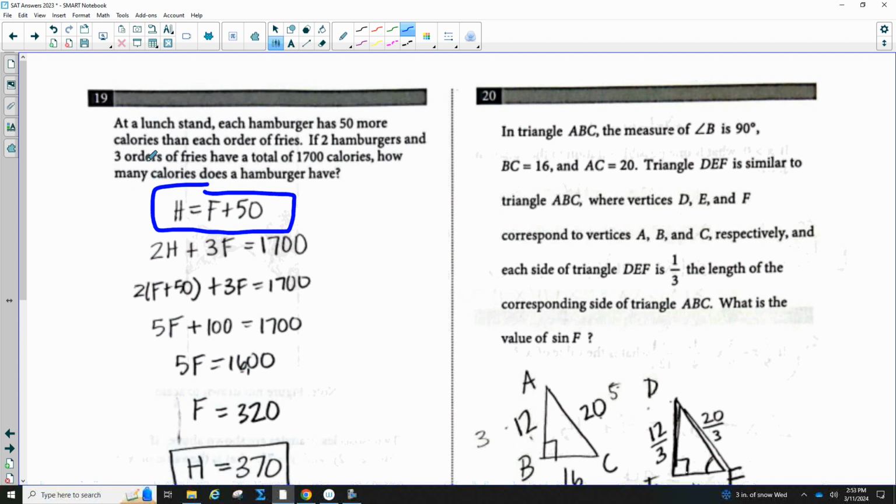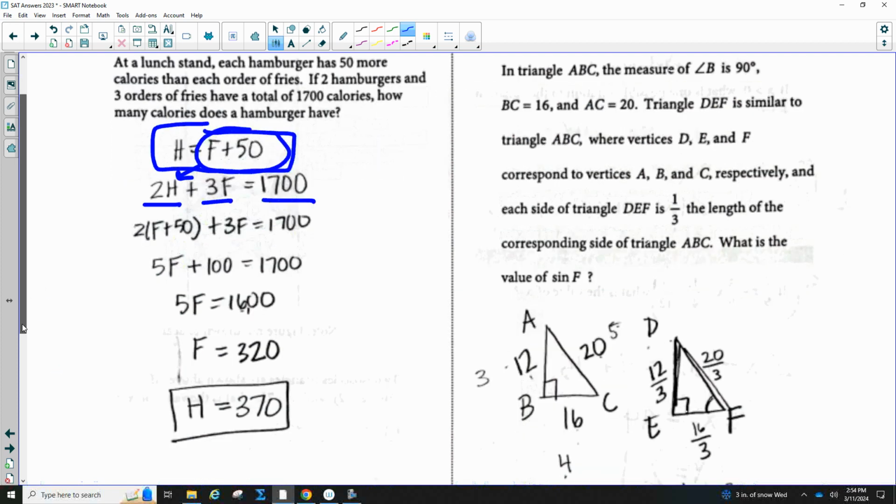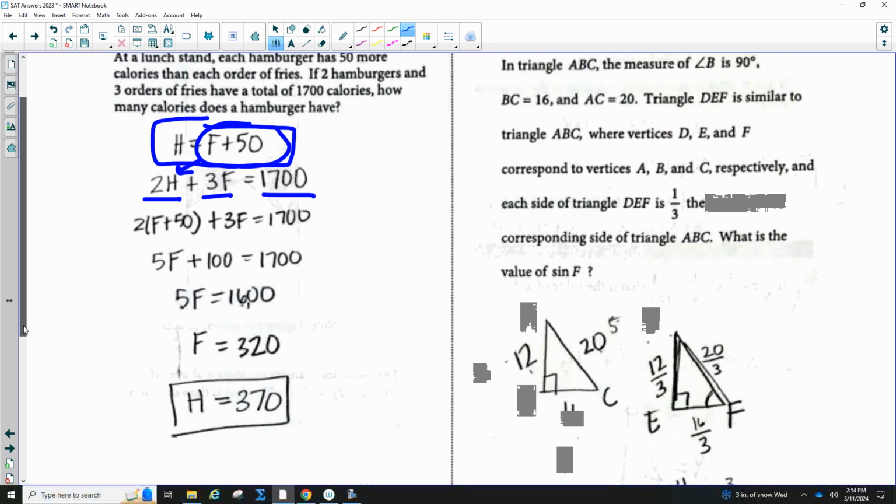And then this is already set up for substitution. You could do elimination, but substitution is easier because they have the H by itself. So you just take that and plug it in and solve, okay? It does ask how many calories the hamburger has. So I did end up solving for fries. Then you have to add the 50 at the end to get the hamburger, okay? So if you can write your 2 equations, very doable. Always go back and reread what it's actually asking so you make sure you answer the question, calories in the hamburger, okay?